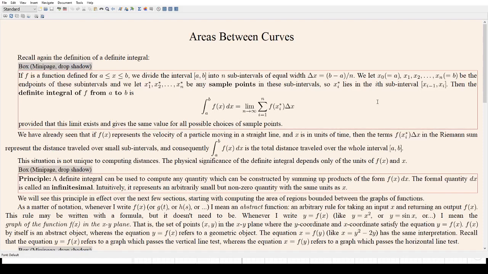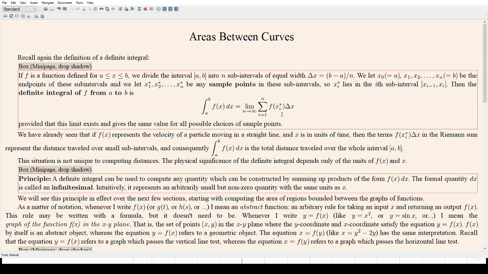Okay, so the next few sections are going to be all about constructing various geometric quantities using the definite integral. And we're going to start by looking at areas of irregular shapes, in particular, the areas of regions that are bounded by the graphs of functions. So what we're calling curves here.